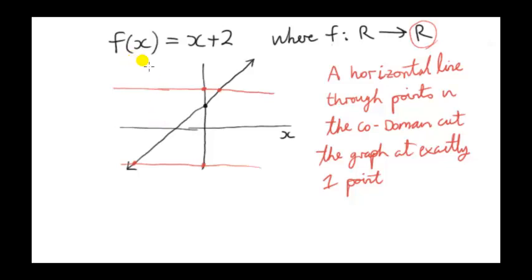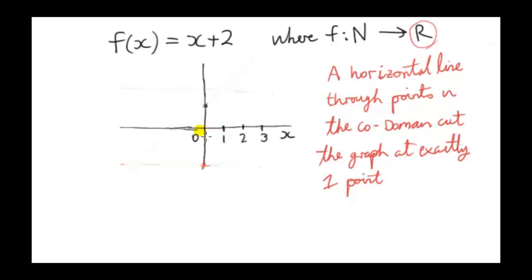Now we could change this function into a function that's not bijective by changing this domain. I'll change it to N, the set of natural numbers, and let's look at the graph. So we can only get the image of these natural numbers, 0, 1, 2, 3, and so on. Okay, so we plug them into this. So if we plug 0 in, we get 2, just like before. If we plug 1 in, we get 1 plus 2, which is 3. When we plug 2 in, we get 4. When we plug 3 in, we get 5.